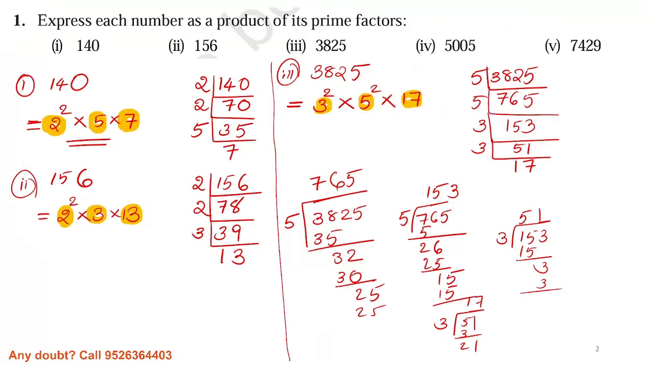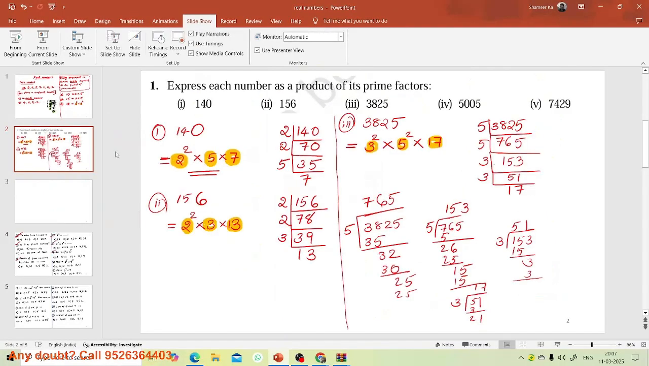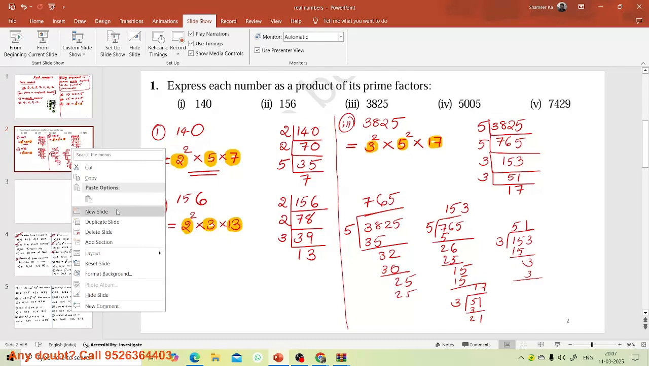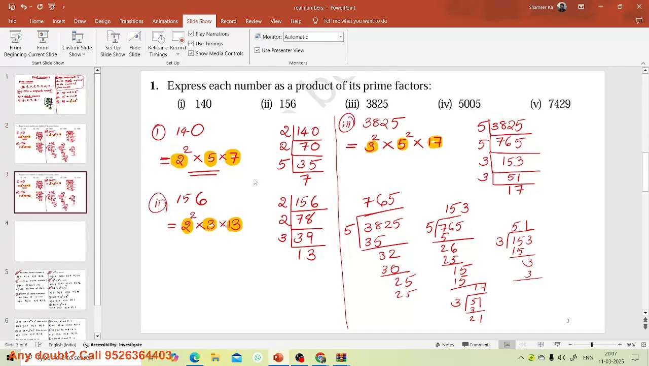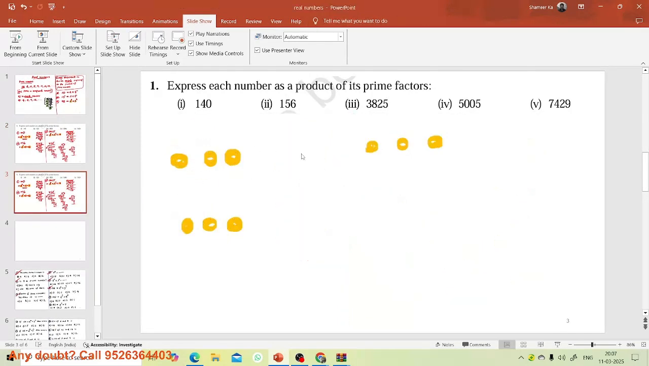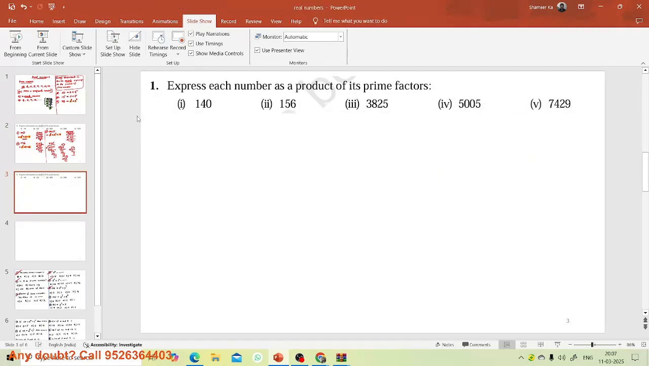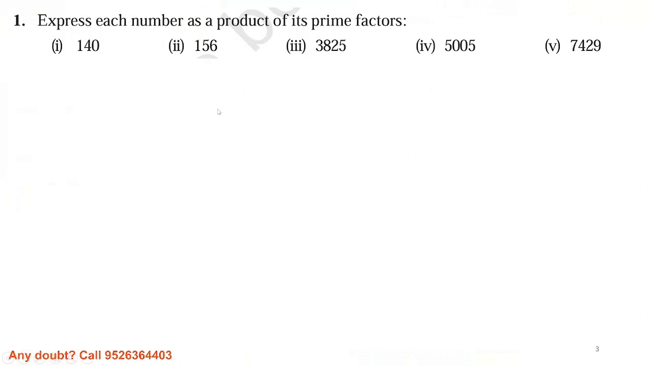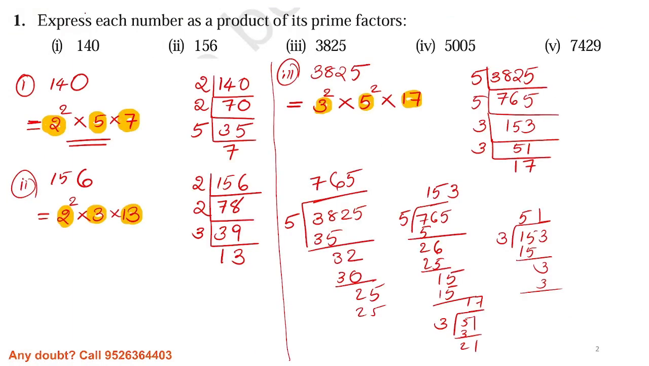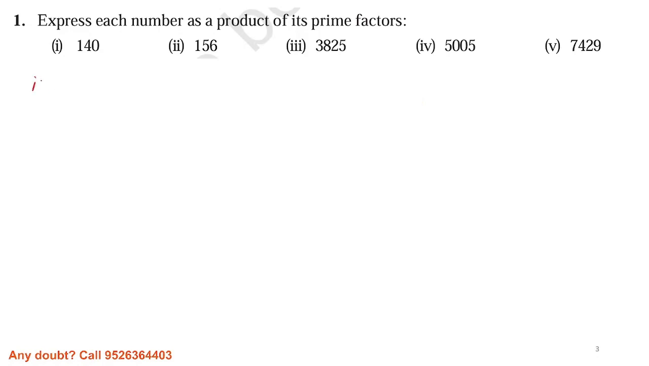Okay, coming back to this question, let me duplicate the slide. Then next I am going to discuss question number 4. Up to 3 you are okay, clear. Then question number 4 I am going to discuss: 5005.